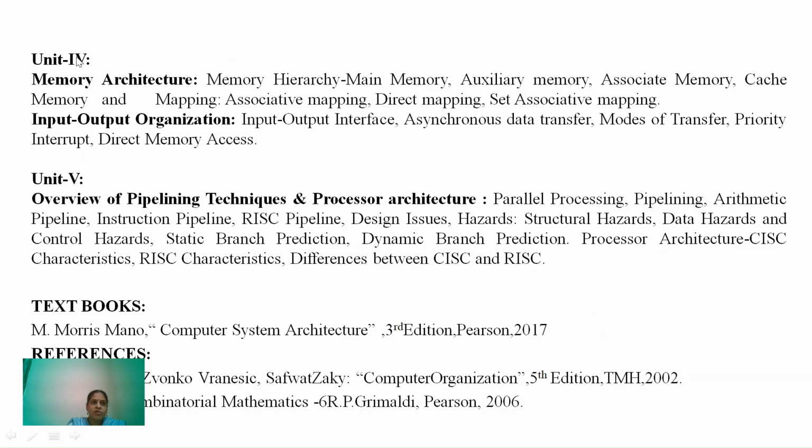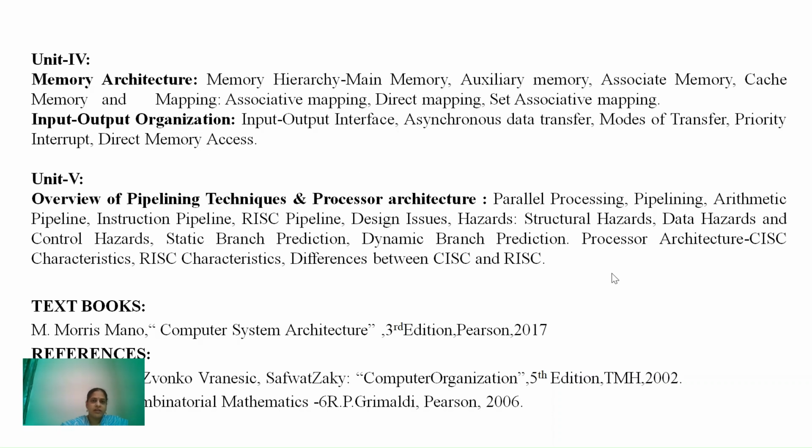Next, coming to unit 4, the memory architecture. Here we are going to talk about the memory hierarchy, the main memory, auxiliary memory, and then different types of memories like associative memory and cache memory. We are also going to discuss the different types of memory mapping techniques like associative mapping, direct mapping, and set associative mapping. The second part deals with input output organization. Here we are going to talk about input output interface, asynchronous data transfer, modes of transfer, priority interrupts, and direct memory access.